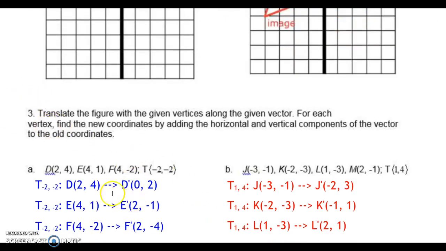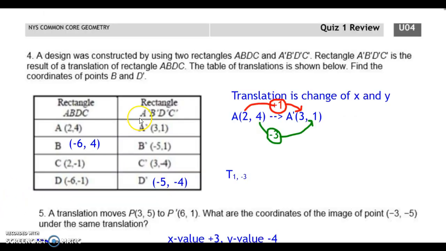For number 3, all I had to do every single time was just apply the rule. I subtracted 2 from the x value and I subtracted 2 from the y. Or I added 1 to the x and I added 4 to the y. It really is that simple. We've been given this vector notation and it says to subtract 2 from the x, subtract 2 from the y, add 1 to the x, add 4 to the y. Very, very straightforward, very, very simple. You can do this.